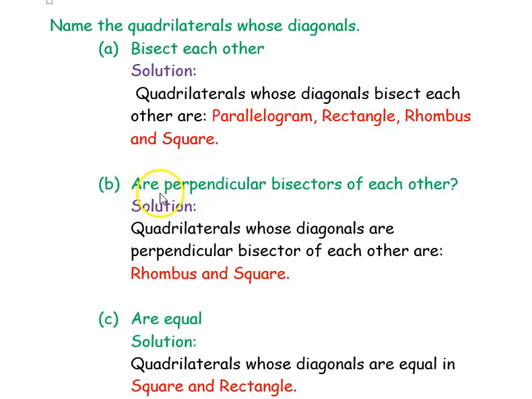Next question, name the quadrilaterals whose diagonals are perpendicular bisectors of each other. If you take the quadrilaterals whose diagonals are perpendicular bisectors of each other, they are the rhombus and the square. Perpendicular bisector means that the diagonals cut exactly in half, and you should have a 90-degree angle where the diagonals meet. So only for the rhombus and the square are the diagonals perpendicular bisectors of each other.